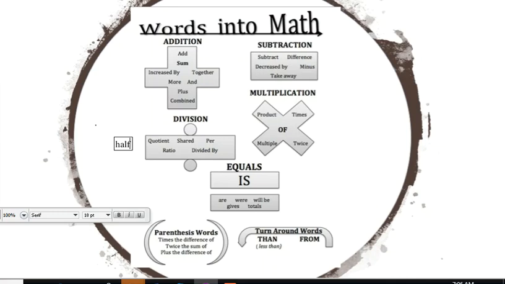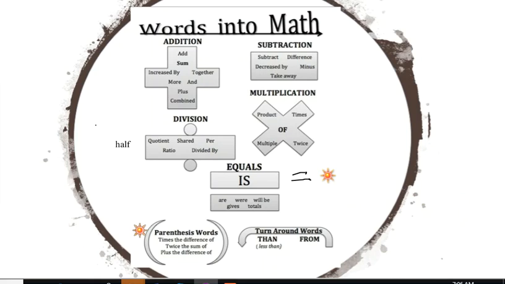Okay, now this one right here, this is a key word. Is. Okay, whenever you see the word is, that just means equals. So whenever you see the word is, you are going to replace that with an equal sign. Okay? These are some other words that you might see to mean the same thing as equals. Are, were, will be, gives, totals. For most of the ones that we're dealing with today, though, you'll be using the word is to mean equals.